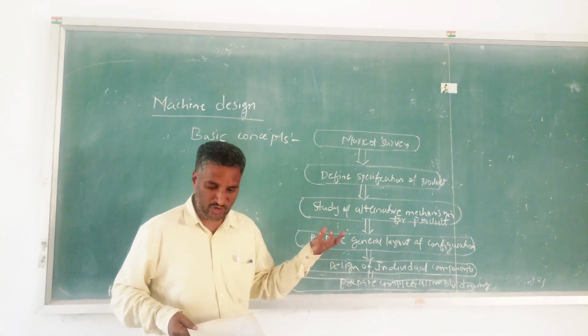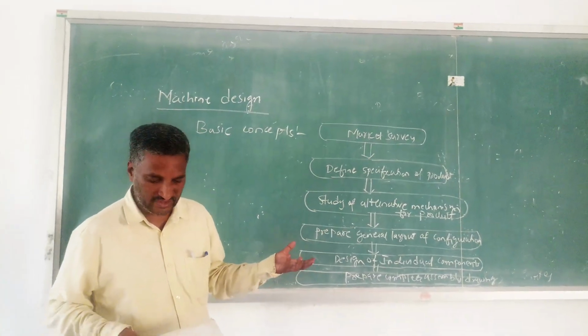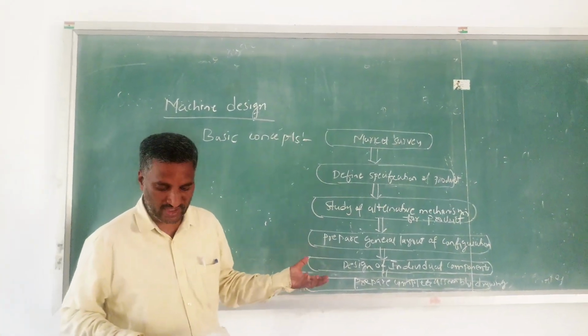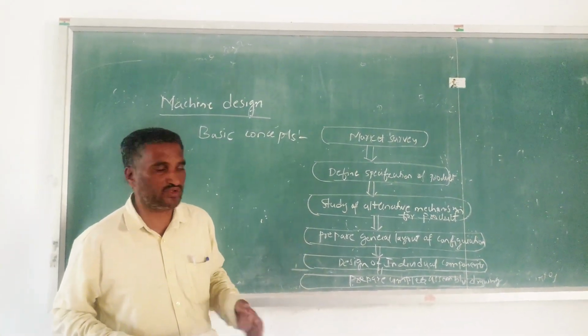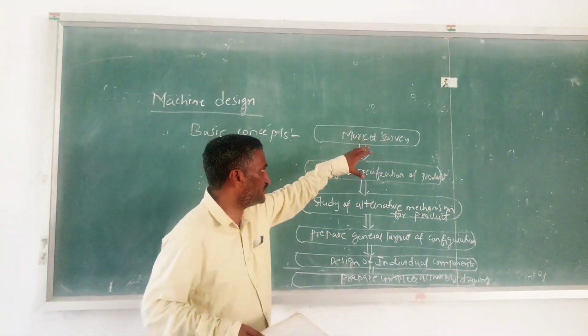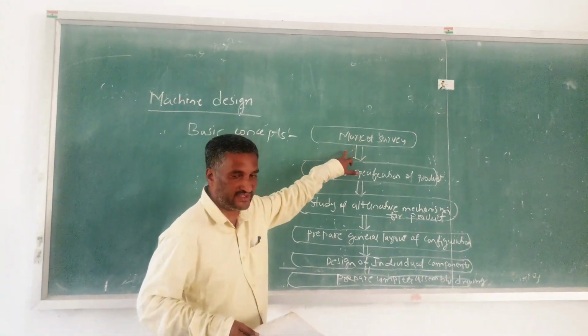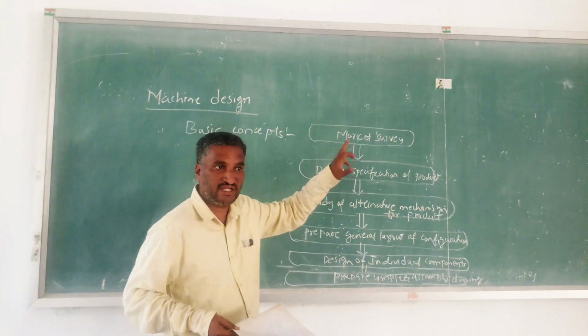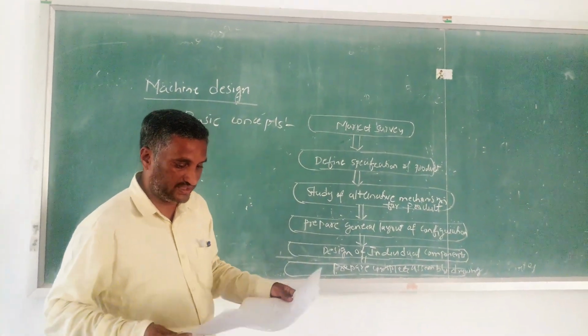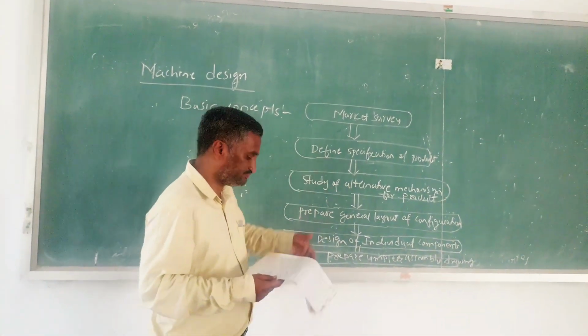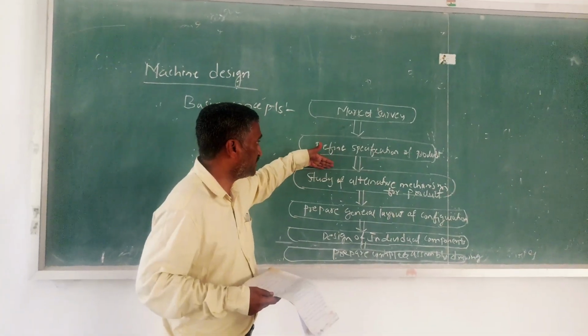What is the output capacity? Overall dimensions, right? Width, length, size of the scooter, weight of the scooter, cost of the scooter. So these are all the complete specifications of the product that are required for the market survey. Based on this market survey, you can design the component.